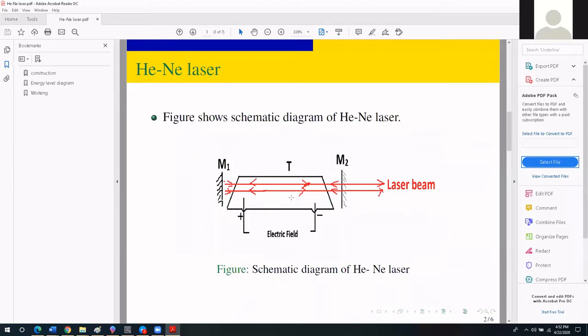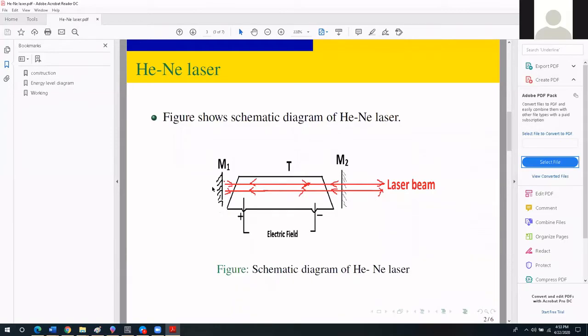The figure shows a simple diagram of helium-neon laser. It consists of a uniform bore glass tube T, which contains a mixture of helium and neon at reduced pressure in the ratio of 5:1 or 9:1. There are 2 mirrors, M1 and M2, at the end of the tube. Mirror M1 is almost 100% reflective, and mirror M2 is almost 95% reflective, and the laser beam is emitted through mirror M2. There are 2 electrodes in the tube to maintain the electric field in the mixture of gas.